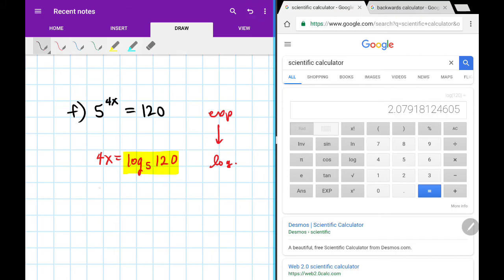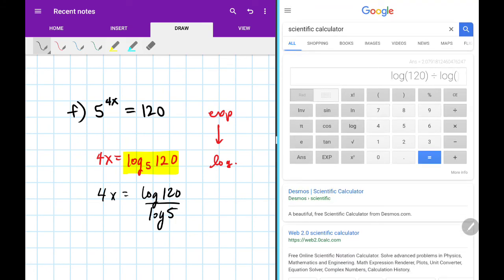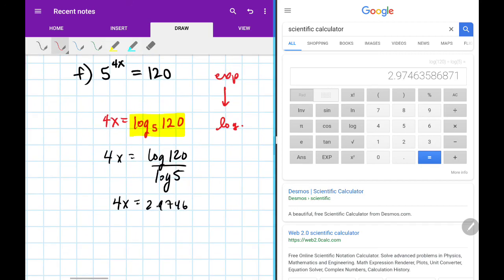So we got 4x equals, change of base formula is going to be log 120 divided by log 5, and now we can put that in the calculator. Log 120, close parentheses, divided by log 5, close parentheses, is equal to 2.9746. So 4x equals 2.9746, and now in the final step, to solve for x, I'll divide both sides by 4. So using my calculator again, just divide it by 4, and I will get x equals 0.743.